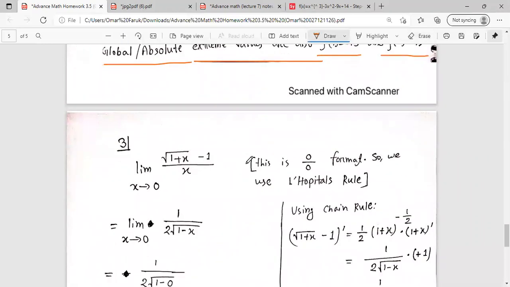So we have the limit as x tends to 0 of (root over 1 plus x minus 1) by x. This is a 0 by 0 form, right? So if we find any form like this, 0 by 0 or infinity by infinity, then we use L'Hopital's rule.